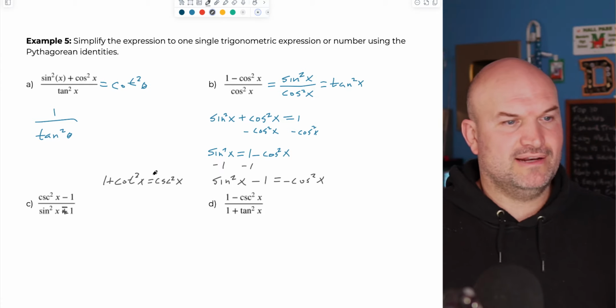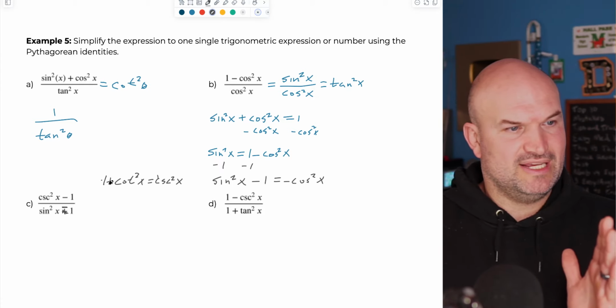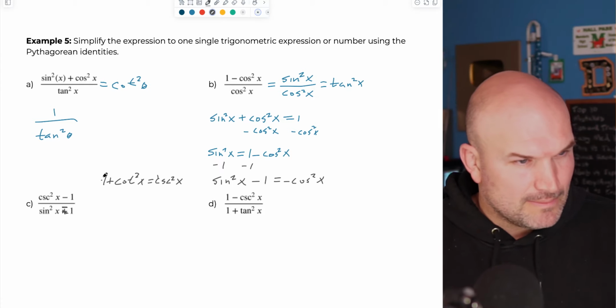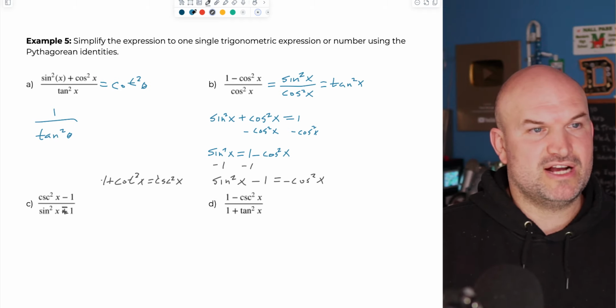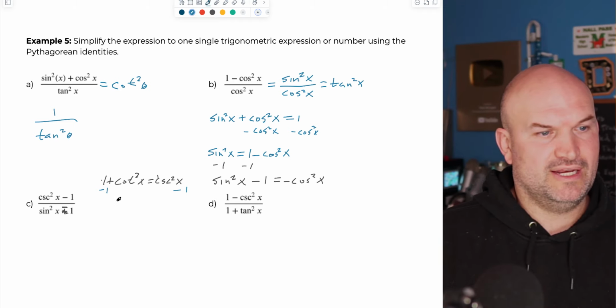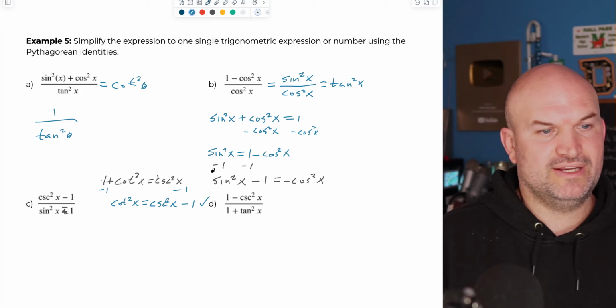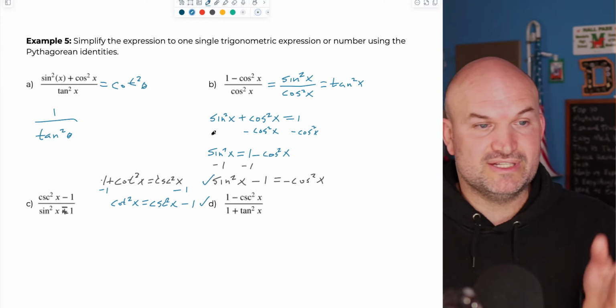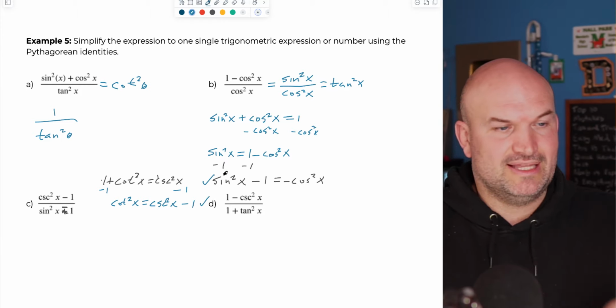All right, so again, if I was to do cosecant of x minus 1, if you basically just subtract a 1 on both sides, you get a cotangent squared of x is equal to a cosecant squared of x minus 1. So with a little manipulation, you can see how we got this equation and then we got that equation.